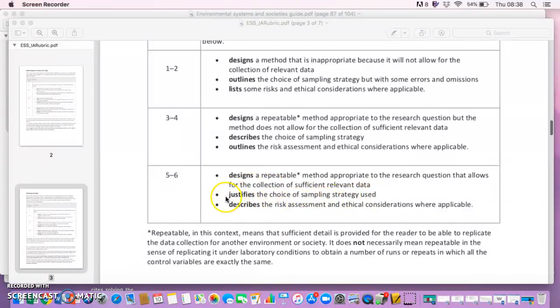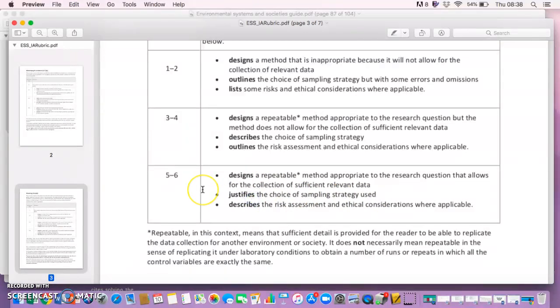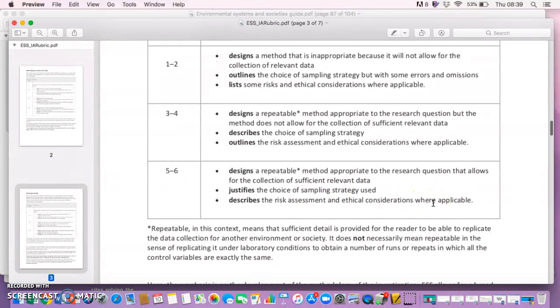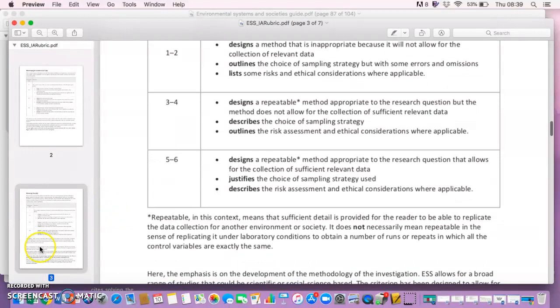So we're going to be modeling something in the first one. So in reality, the modeling could be part of it, but if you were doing an IA, for the topic that we're looking at, you'd probably want to go out into the field as well to collect some actual samples. Then it describes the risk assessment and ethical considerations where applicable. So that kind of depends on what you're picking and choosing for this. It might be, like it says, applicable, and it might not be super applicable and relevant depending on your topic.